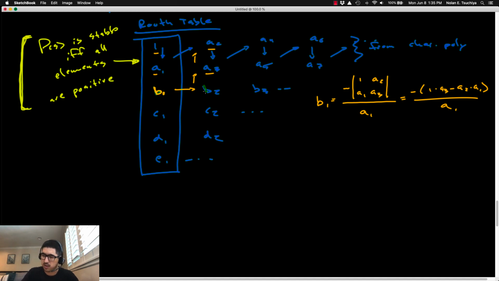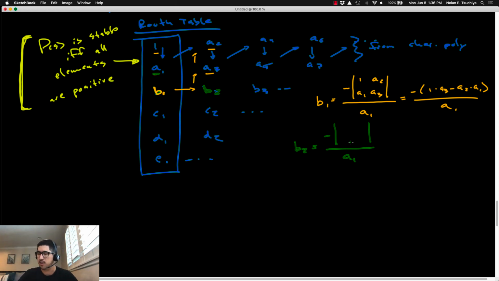Okay, so let's look at B2. To compute B2, remember, it's always minus the determinant of some 2 by 2 matrix, all divided by the first term in the row above it. So the denominator here is not going to be A3. It's still the first term in the row above it, so it's still A1. When we go to the C row, the denominator for all the C coefficients are all going to be B1. The denominator for all the elements in the D row are going to be C1, and so forth.